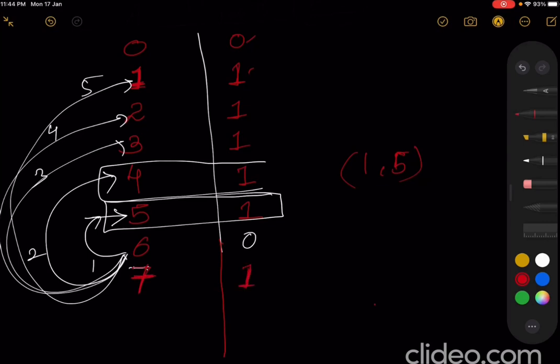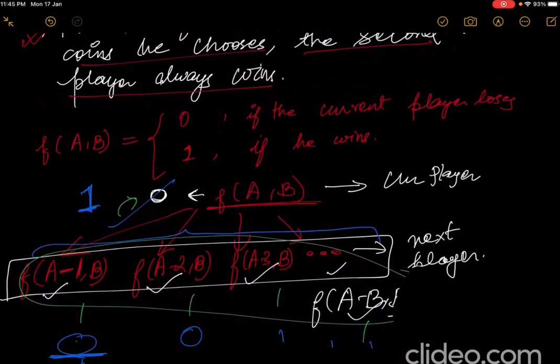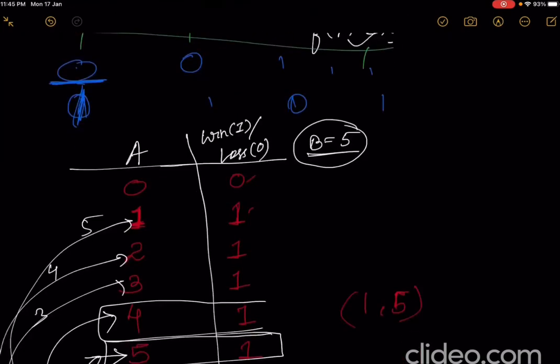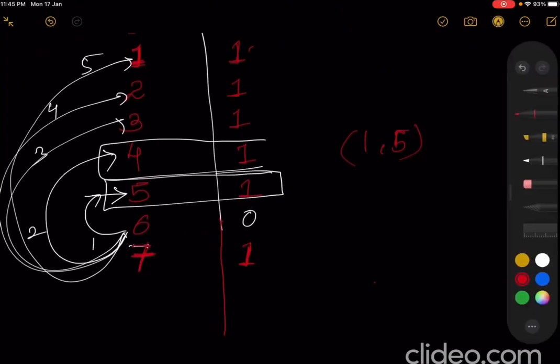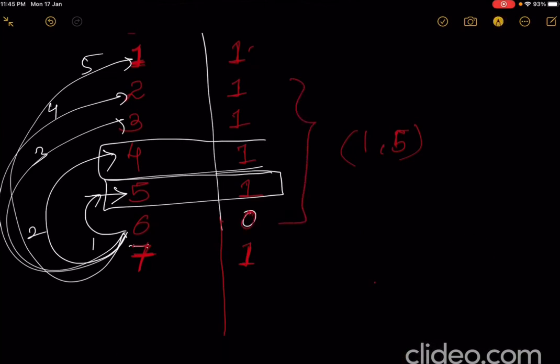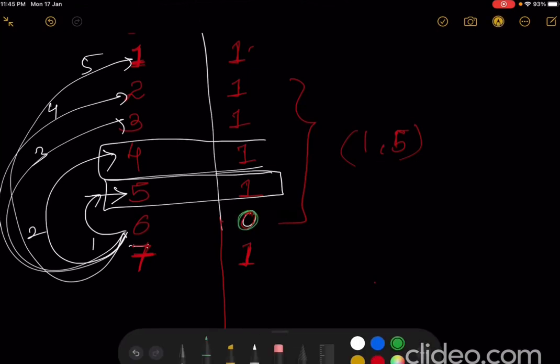Alternatively, as I discussed, f of a comma b is equal to 0 if all of f of a minus 1 comma b, f of a minus 2 comma b, so all the previous b values are equal to 1, and it is equal to 1 if one of those previous b values contains at least one 0. For 7 you consider these previous 5 values, 1 2 3 4 5. You see that these previous 5 values contain a 0 over here, so that's why it is equal to 1.